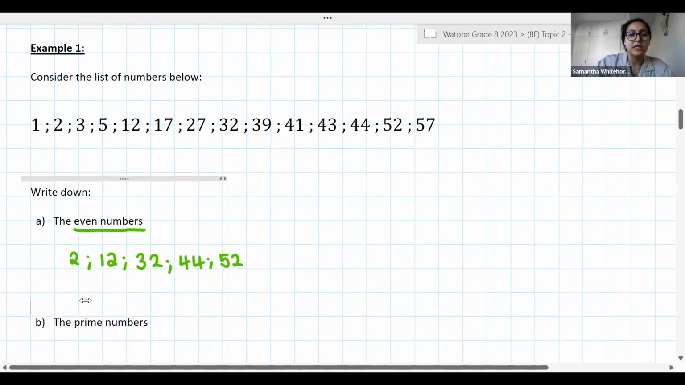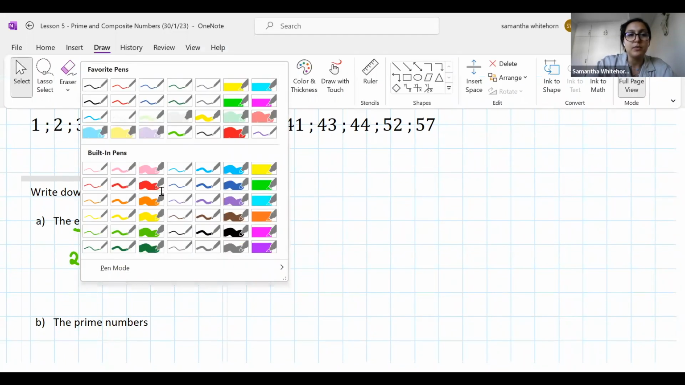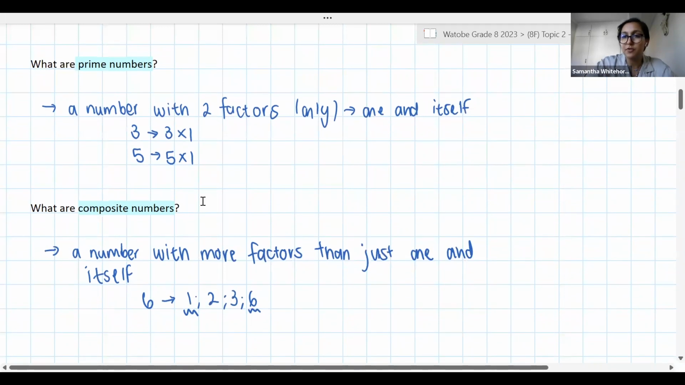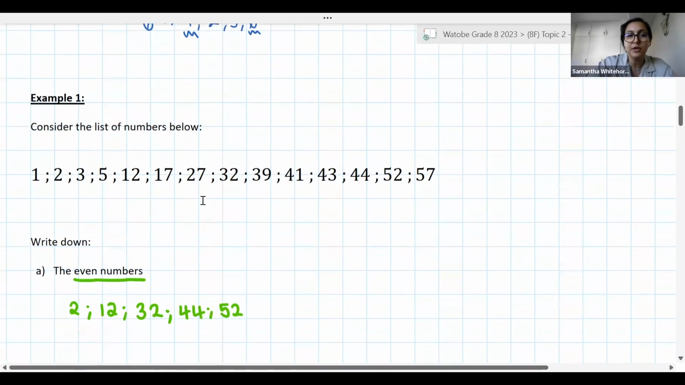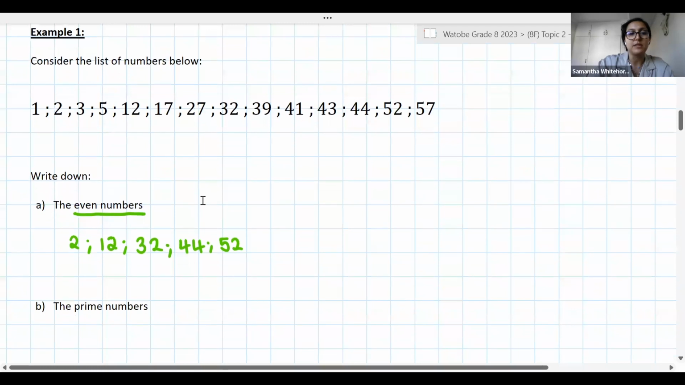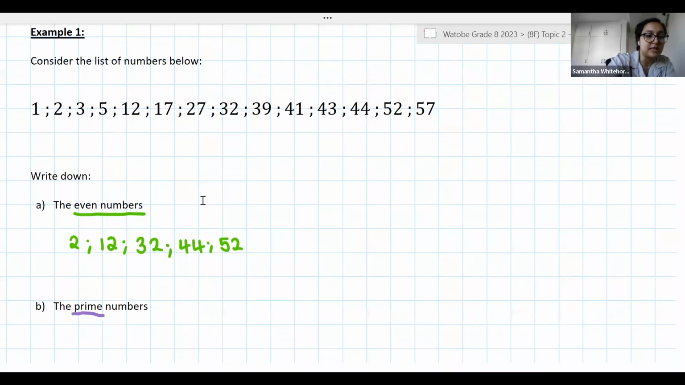Our second question is now asking specifically for the prime numbers. So guys, remember we spoke about the fact that prime numbers are numbers with only 2 factors, 1 and itself. So have a look at your list of numbers here. I'm going to give you a second again to think about it. I want all of the prime numbers in this list.